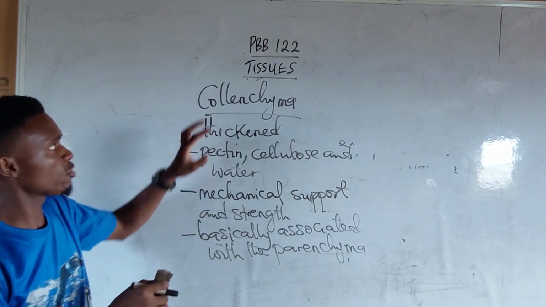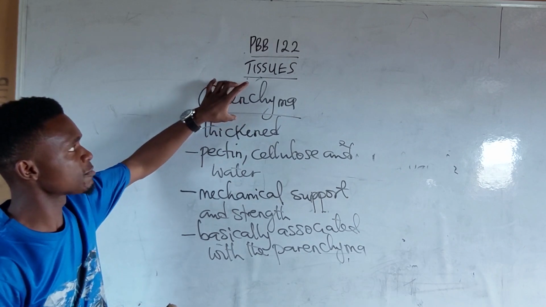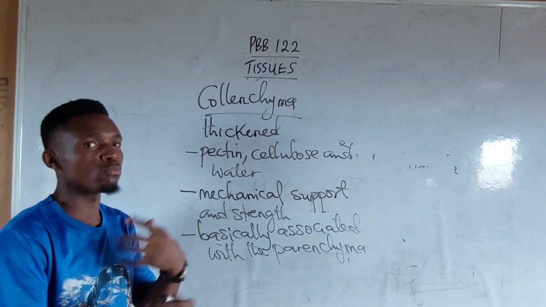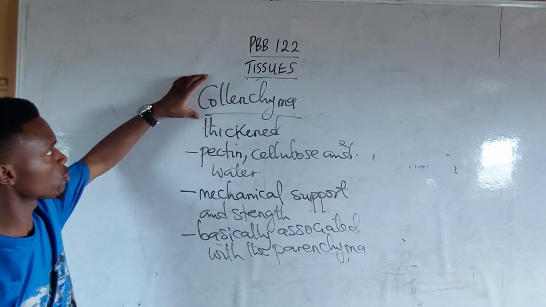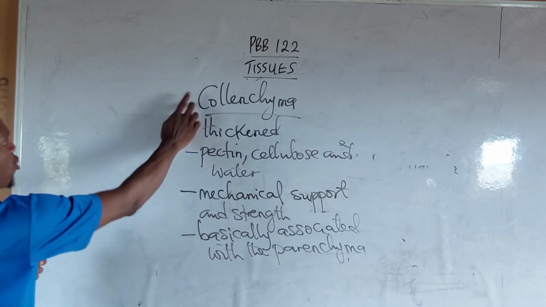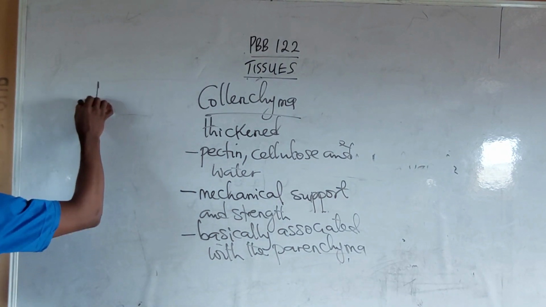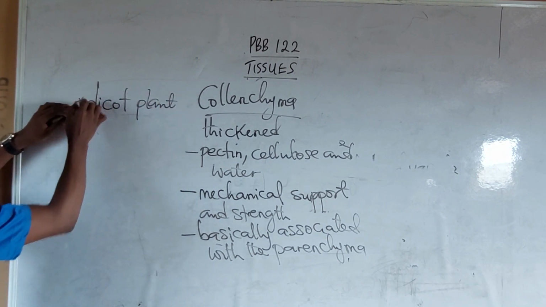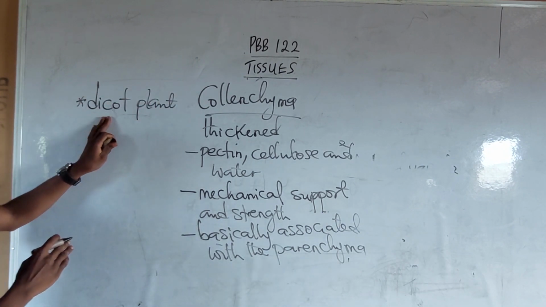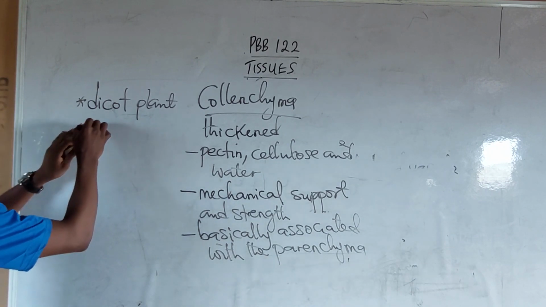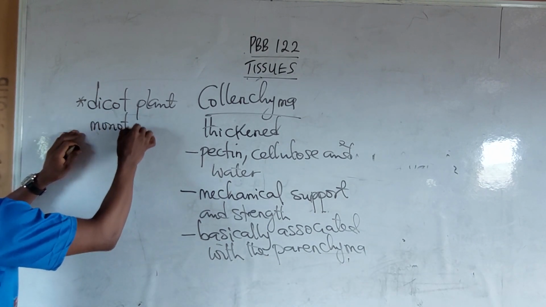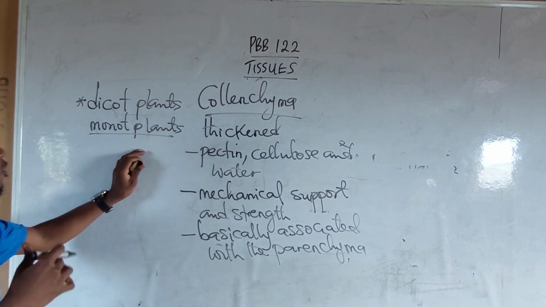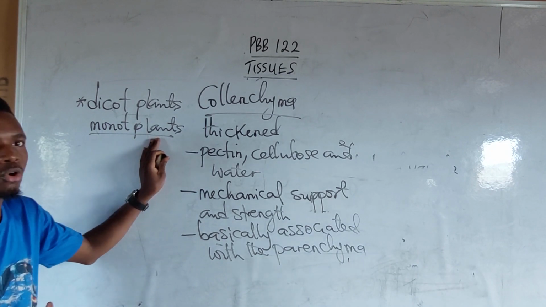It is not the collenchyma. And this collenchyma has cells that are flexible and they are molded. So these are the features of collenchyma. Please take note of this. Collenchyma cells are majorly found in dicot plants, but they are rarely found in monocot plants. Take note of that.